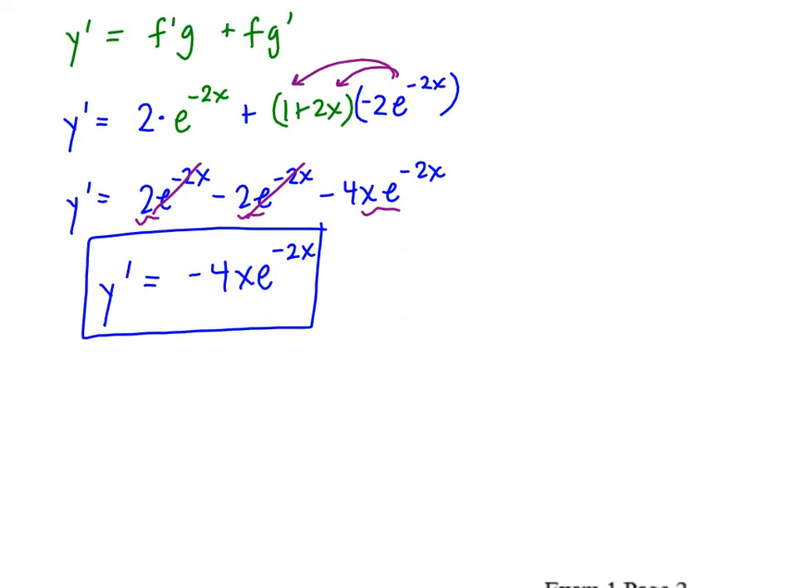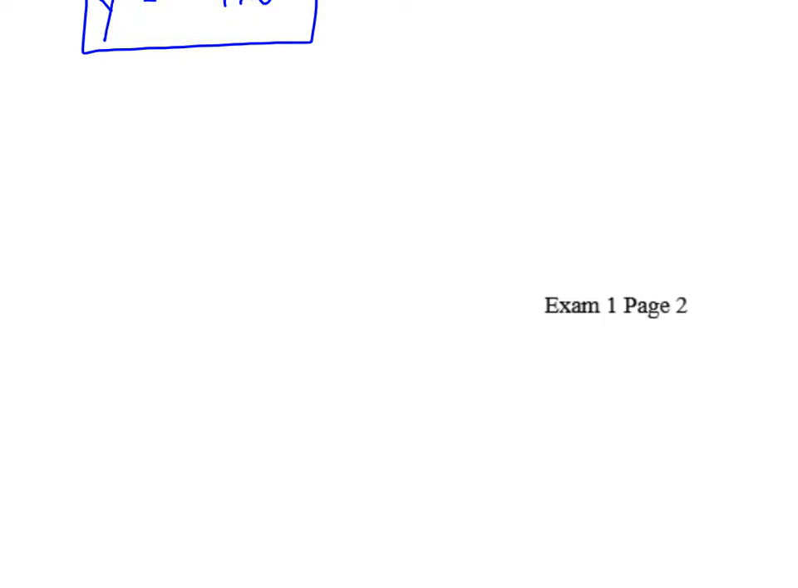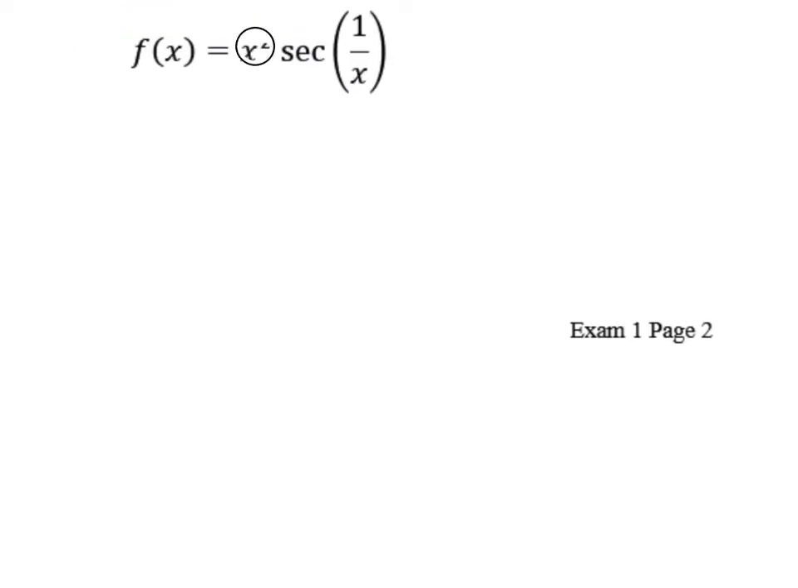Very good. Let's see what other kind of problems we can do. Now we have a function f of x equals x squared times the secant of 1 over x. Again, we have a product right here where f is x squared and g is the secant of 1 over x. And inside that product rule, there's a chain rule right here. You have to use the chain rule.